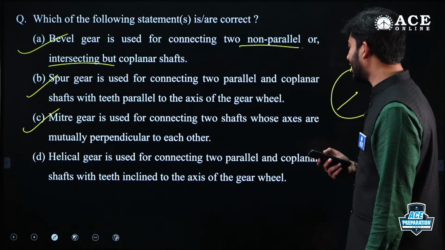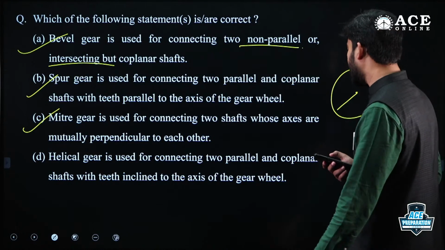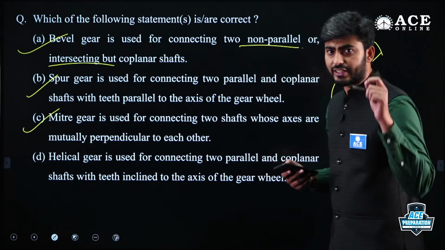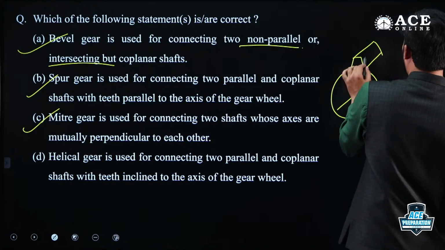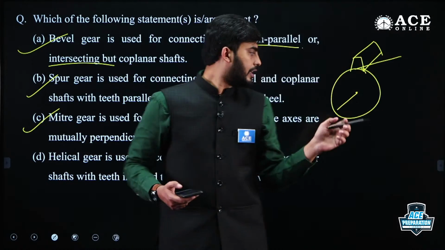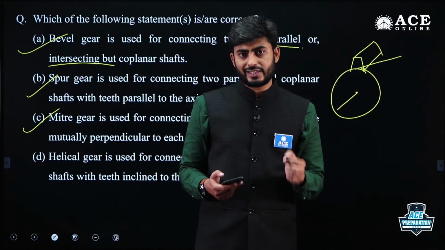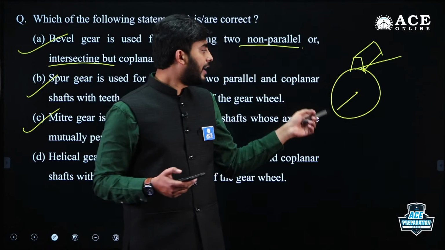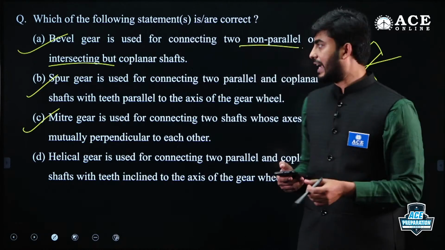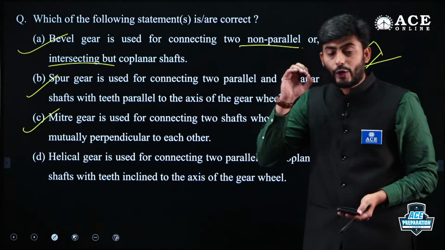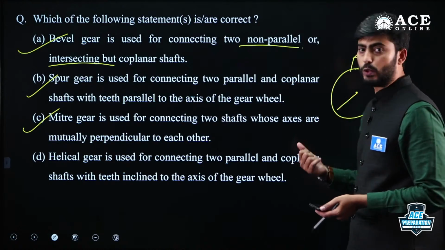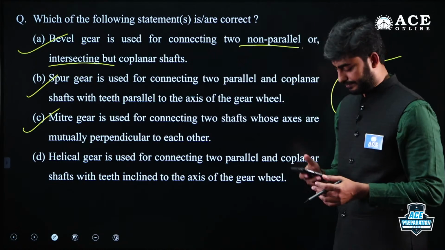Helical gear is used for connecting two parallel and coplanar shafts. The teeth will be cut at an angle with reference to the shaft axis. Because of that angle, the helical gear is going to exert the thrust on the shaft.